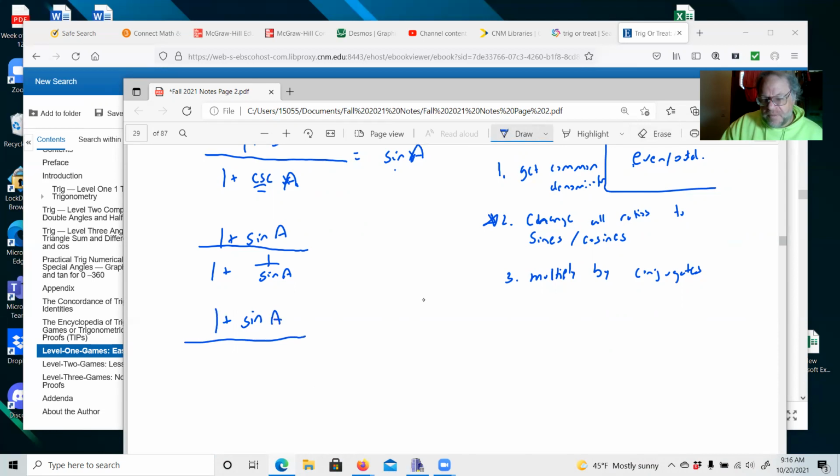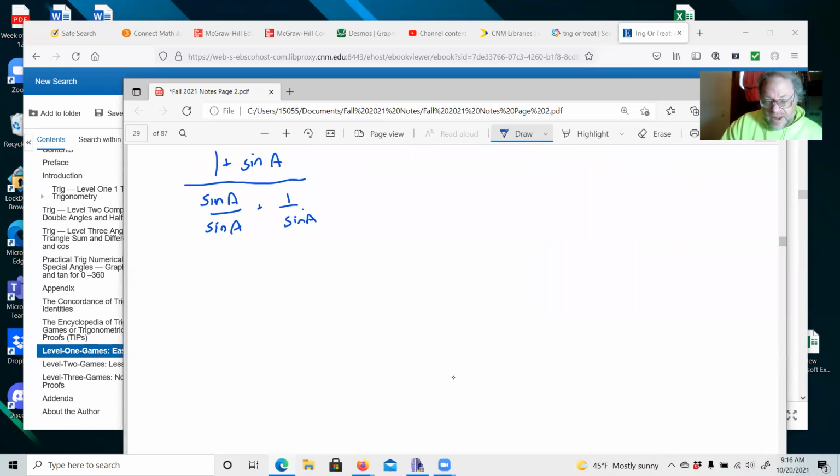And then here on the bottom, I'm going to try to set up to get a common denominator. So that's sine A over sine A. So that's what my 1 plus 1 over sine A. Okay, just writing this down. Now that we have a common denominator, we can add. So we get 1 plus sine A divided by sine A plus 1 over sine A.